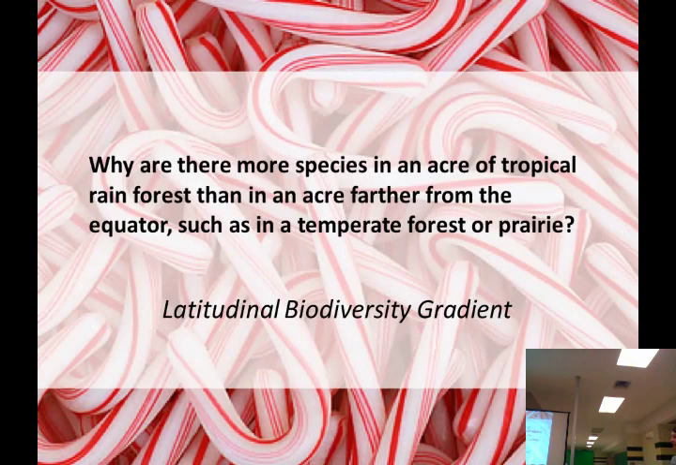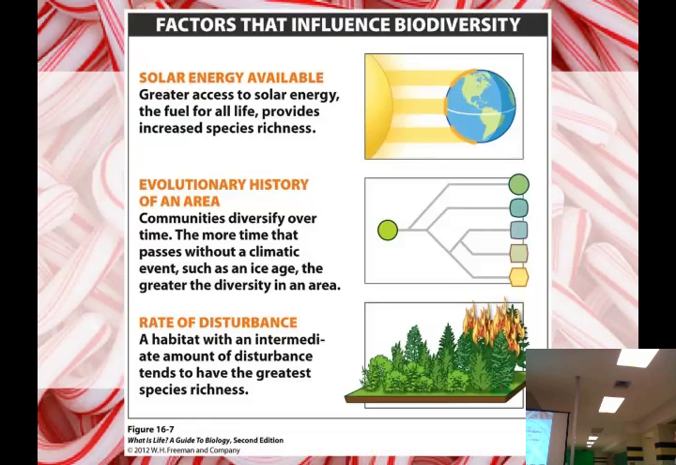Why are there more species in an acre of tropical rainforest than in an acre farther from the equator, such as the temperate forest or prairie? We have what's called the latitudinal biodiversity gradient, which means that in the higher temperature, higher rainfall, we're going to see a higher diversity of species than we would at a lower temperature or a lower amount of rainfall. So here, things that are affecting biodiversity, the amount of energy that is available right here at the equator is going to be greater because it's closest to the sun.